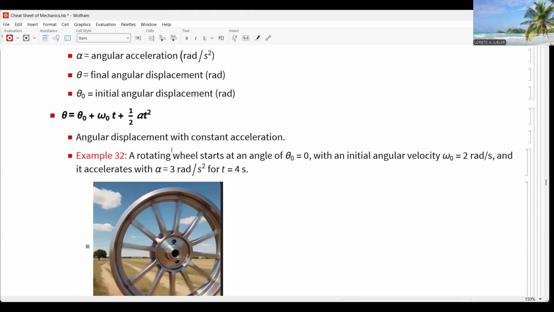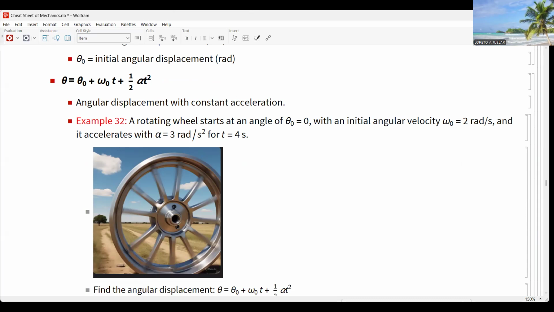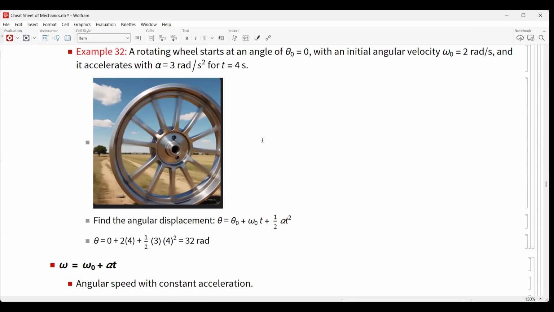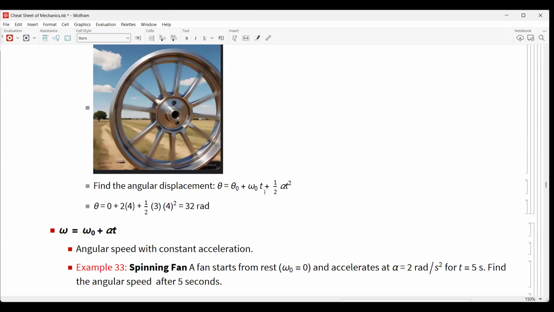So we have an example of this, an angular displacement with constant acceleration. The problem here is a rotating wheel starts at an angle of zero with an initial velocity of 2 radians per second, and it accelerates with an angular acceleration of 3 radians per second squared for a time interval of 4 seconds. Find the angular displacement. So by substitution here, the initial angular displacement is equal to zero.